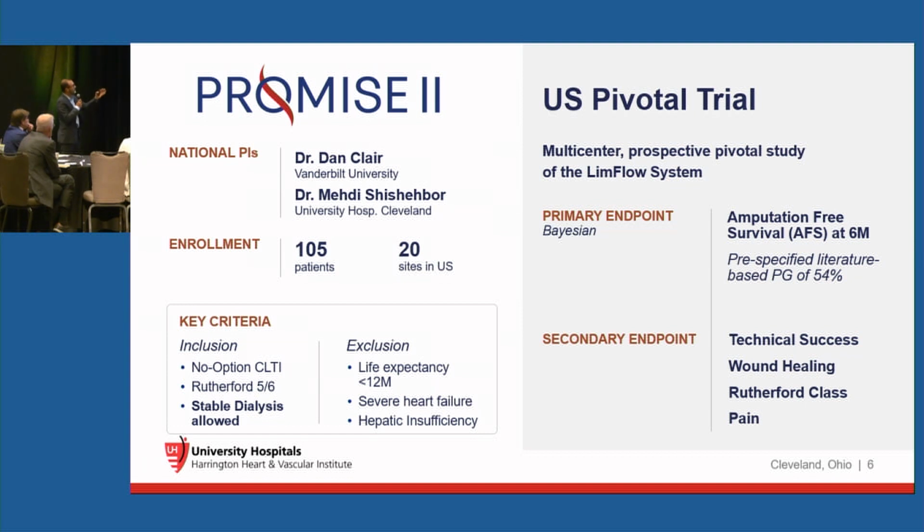And the primary endpoint was to beat the performance goal of 54%, which was, by the way, the 95% cut point for published literature. Now, we all know that the published literature for no-option patients is very limited. But despite that, the FDA made us use the 95% cut point, meaning that the mean survival for no-option patients in the literature is about 44. This was the 95% cut point of the outcome in the literature.